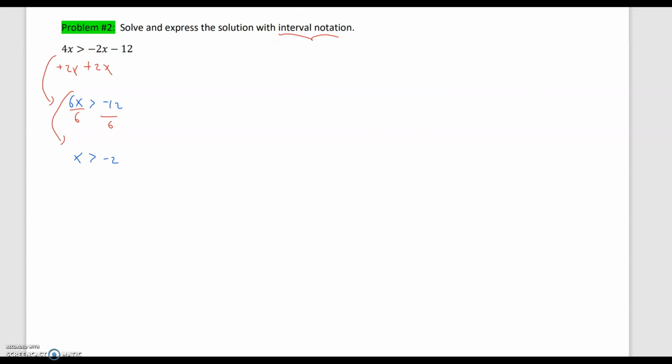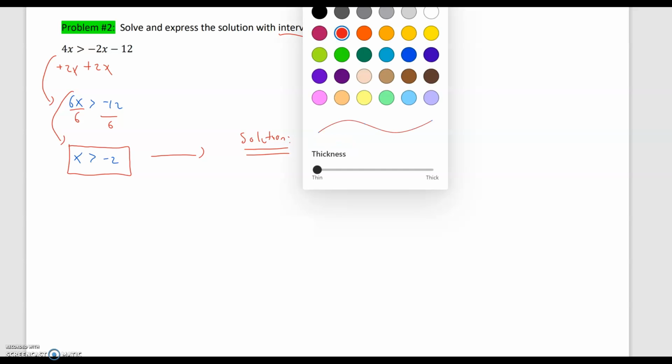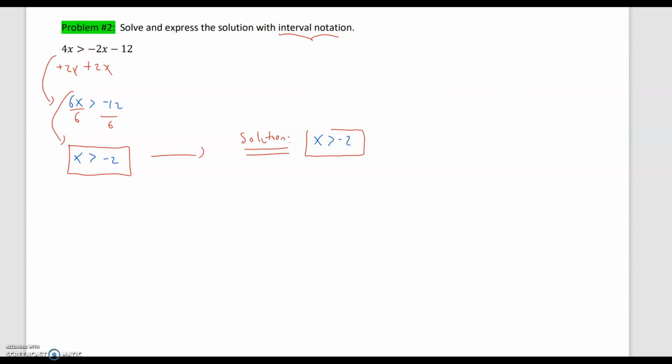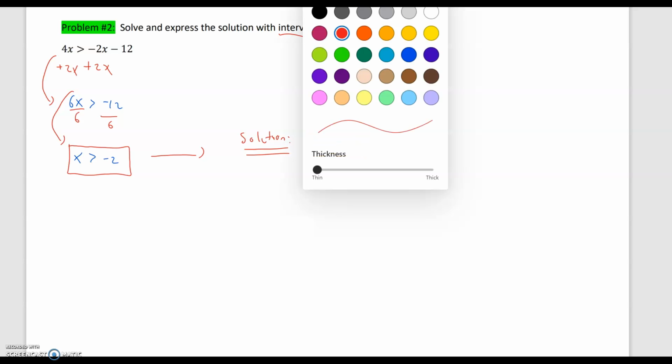And this is our final answer. Now, this is going to be our solution. Let me just rewrite it. So our main solution is going to be x is greater than negative 2. And they want this one in interval notation.